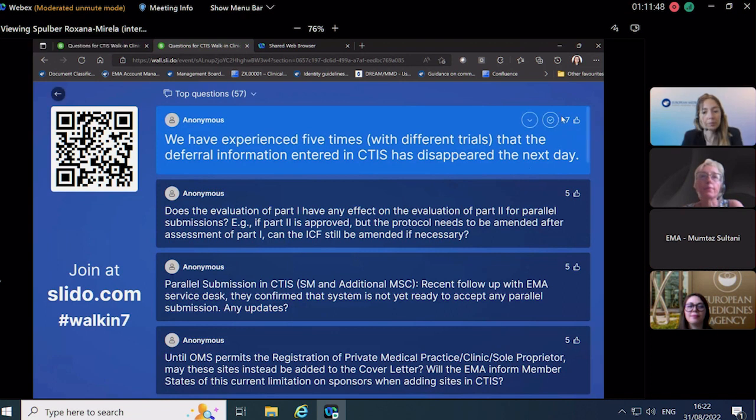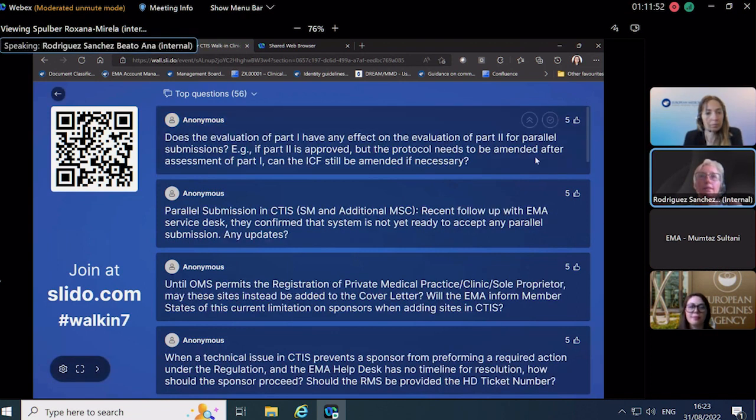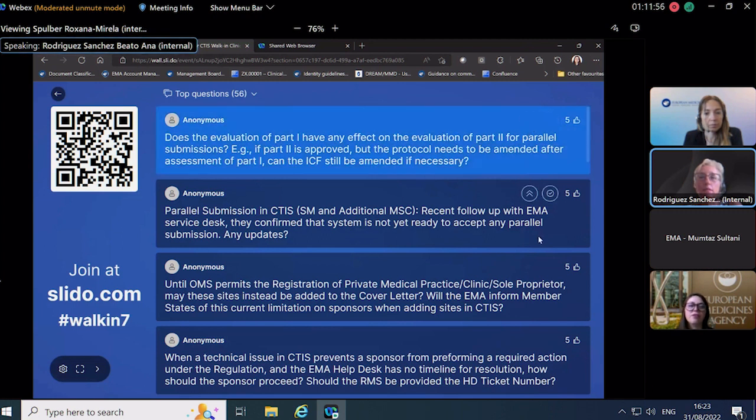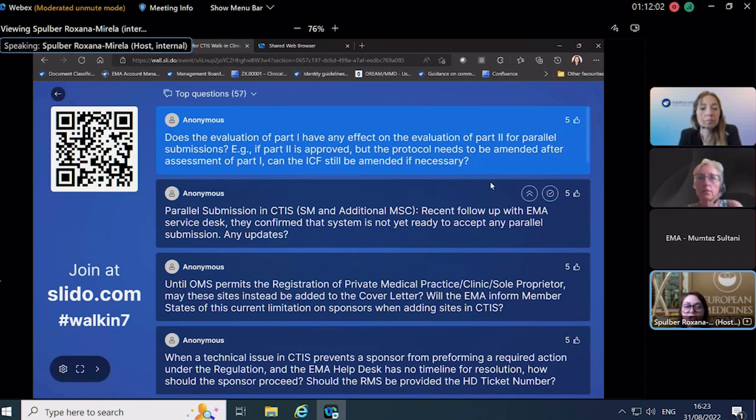I think probably the next question, Roxana, is more for Laura because I think it's related to the previous one's answer. Does the evaluation of part 1 have any effect on the evaluation of part 2 for parallel submissions? For example, if part 2 is approved, but the protocol needs to be amended after assessment of part 1, can the ICF still be amended if necessary?